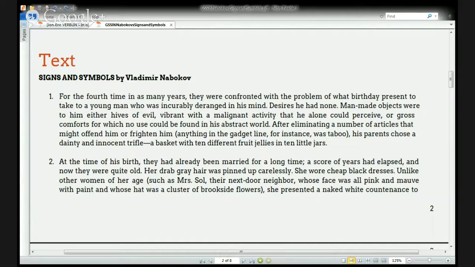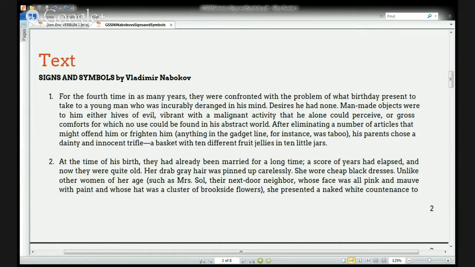Right? Clear? Clear. George, you understand? Yes. Okay, good. And it's very important. This is the fourth time, and there are 10 fruit jellies. Numbers are very important in this story, as you'll see.